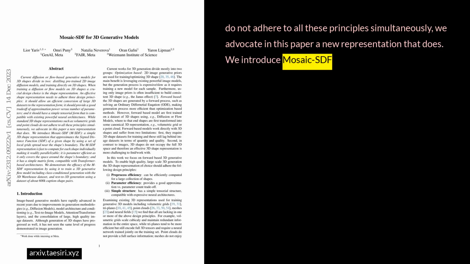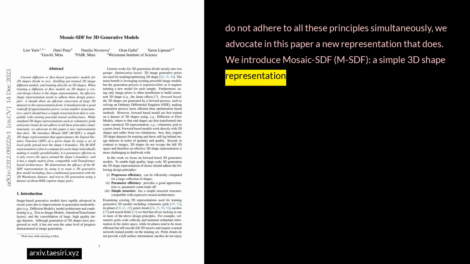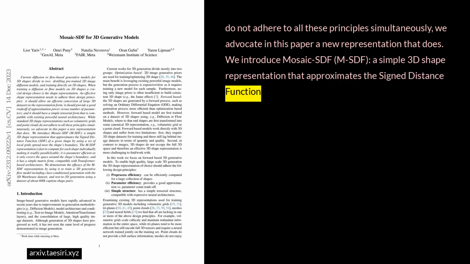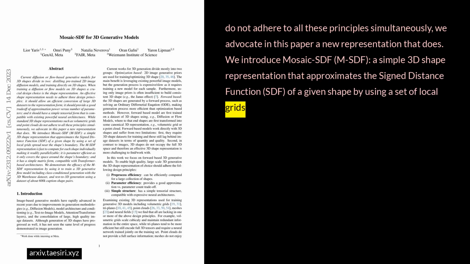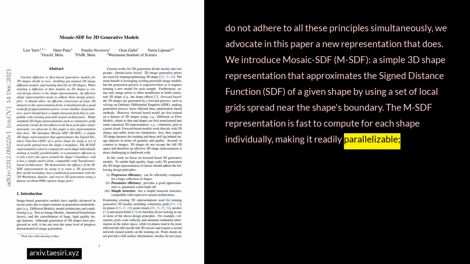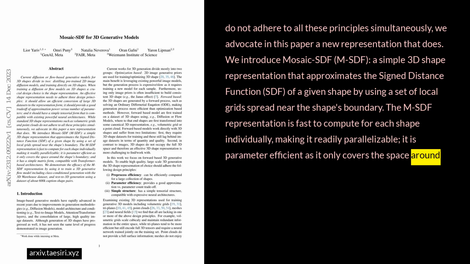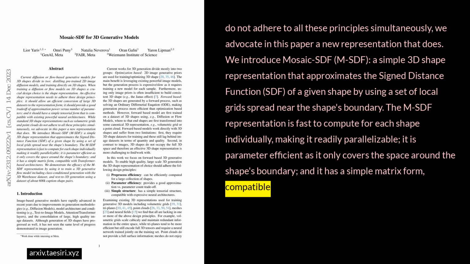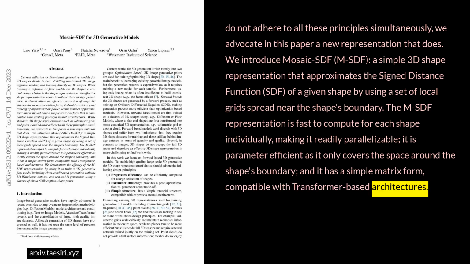We introduce Mosaic-SDF, MSDF, a simple 3D shape representation that approximates the signed distance function, SDF, of a given shape by using a set of local grids spread near the shape's boundary. The MSDF representation is fast to compute for each shape individually, making it readily parallelizable. It is parameter efficient, as it only covers the space around the shape's boundary, and it has a simple matrix form, compatible with transformer-based architectures.